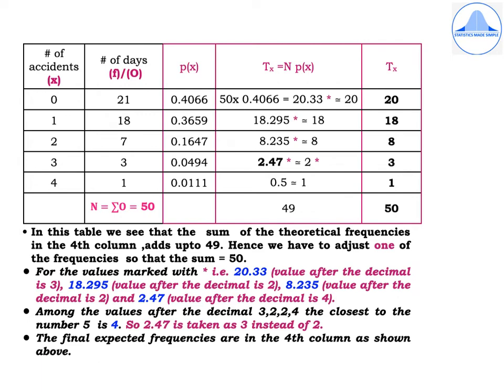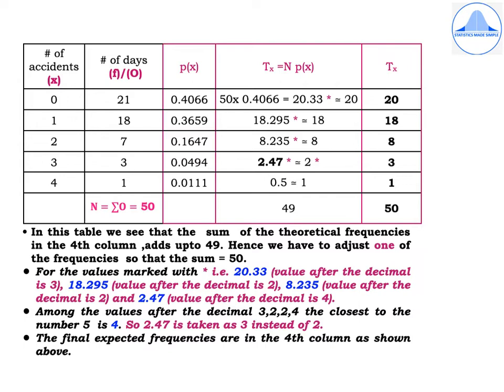Let us form a table where we'll write down the columns as given to us in the problem, that is the first two columns. So number of accidents is X, which is 0, 1, 2, 3, 4. Then number of days are denoted by F, or the observed frequencies O, which are 21, 18, 7, 3, 1. So capital N is equal to summation O, which is equal to 50. In the third column, write down the P of X values which you calculated, which is 0.4066, 0.3659, 0.1647, 0.0494 and 0.0111.